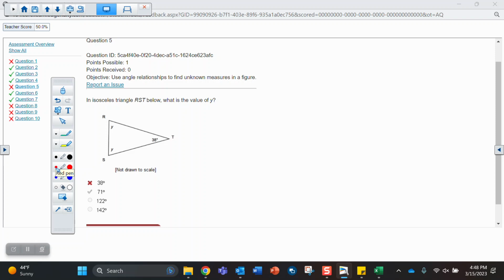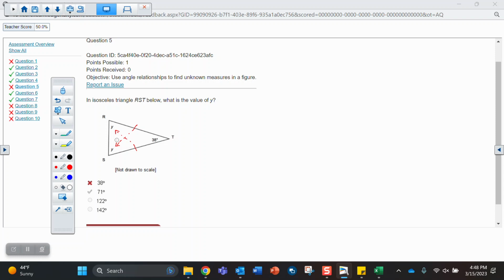In isosceles triangle RST below, what is the value of y? And so what you'll notice here is that we have two unknown angle measures, angle R and angle S, but they're both labeled y. So that means that they're the same. And in isosceles triangles, the two side lengths that are the same, I kind of teach this to students, they almost point at these two angles like this, and those are going to be your congruent angles.